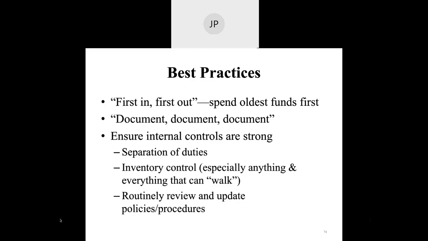Maintain strong internal controls, as Nancy mentioned to you. These are just some examples here on this slide, but just a reminder about inventory control. If you are purchasing supplies with federal funds, they're called supplies because they fall under that threshold for considering them equipment, but if it's a supply, like maybe an iPad or another tablet device that's at high risk of theft, you will want to inventory that. Anything that is of high risk of walking away, be sure that you're inventorying that and you have a way to know where it is.